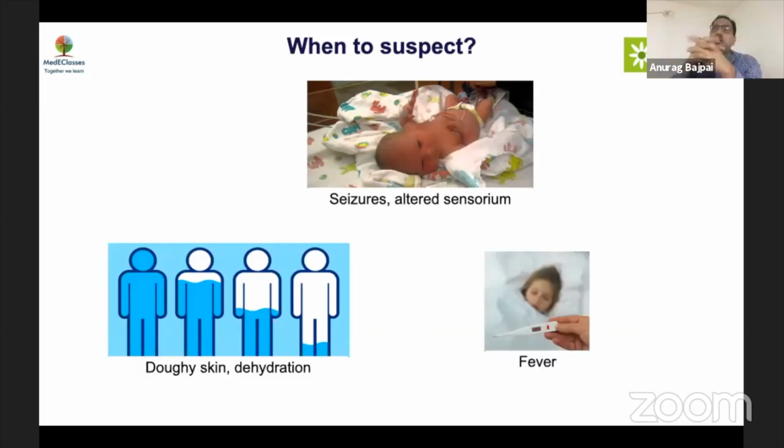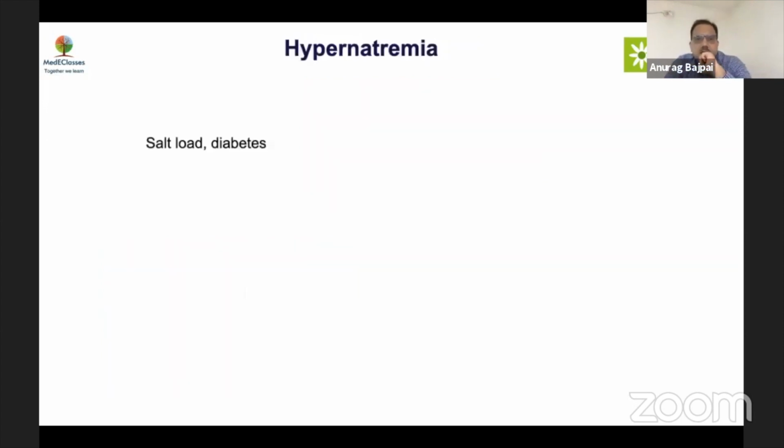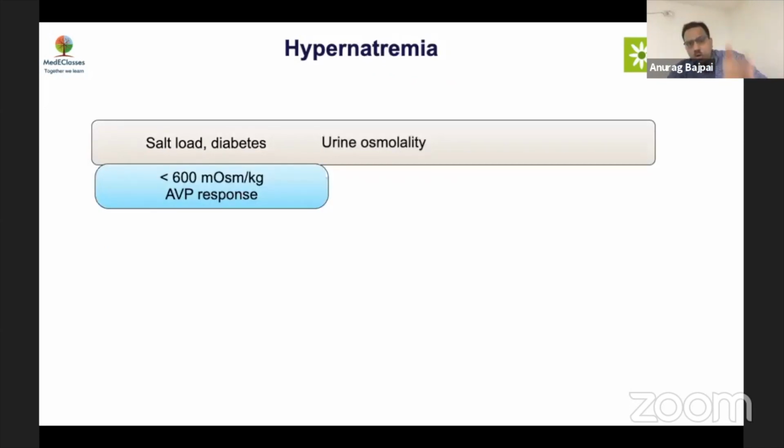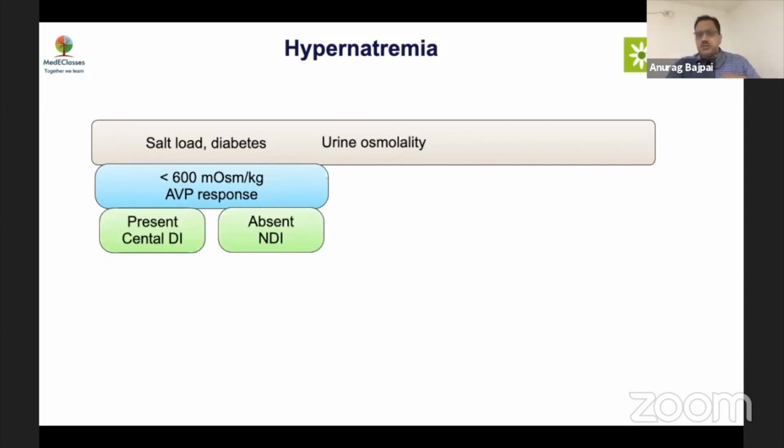This is a typical presentation between 6 to 12 months of age, with recurrent episodes of dehydration, failure to thrive, mental retardation, and intracranial calcification in the setting of nephrogenic diabetes insipidus. So once you have excluded salt loss and diabetes, look at urinary osmolality. Low urinary osmolality with high sodium means a concentration defect, diabetes insipidus. Look at the AVP response. If it's present, it is central DI. If it's absent, it is nephrogenic DI.